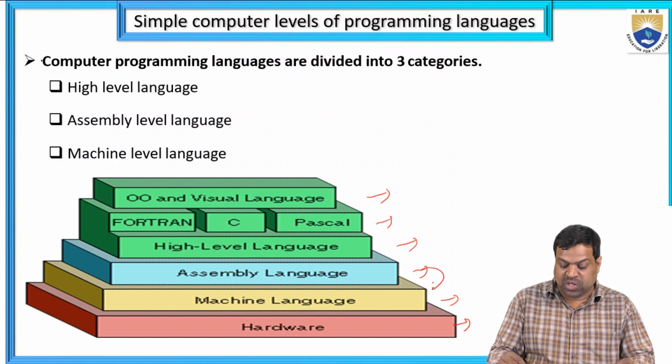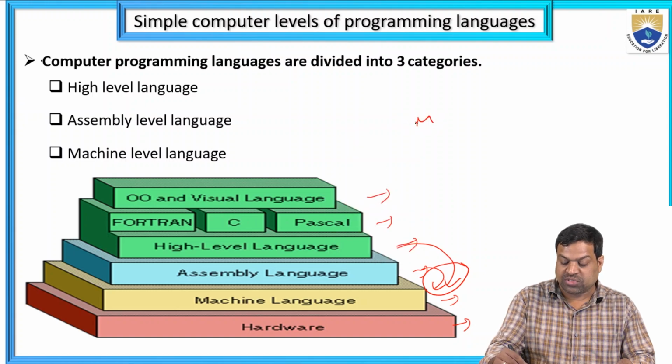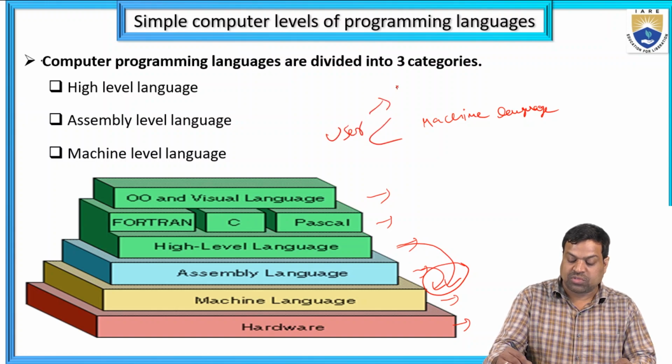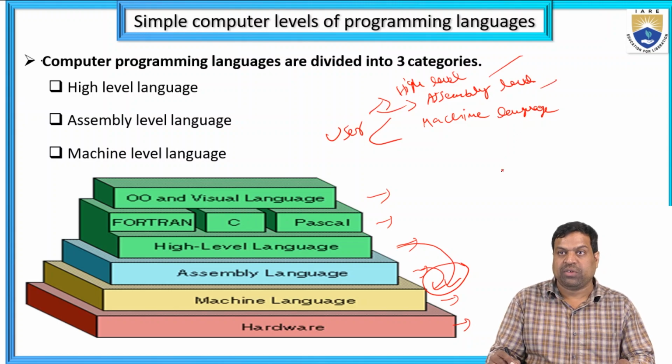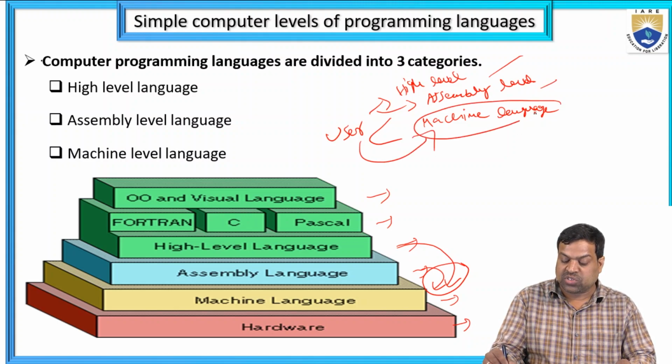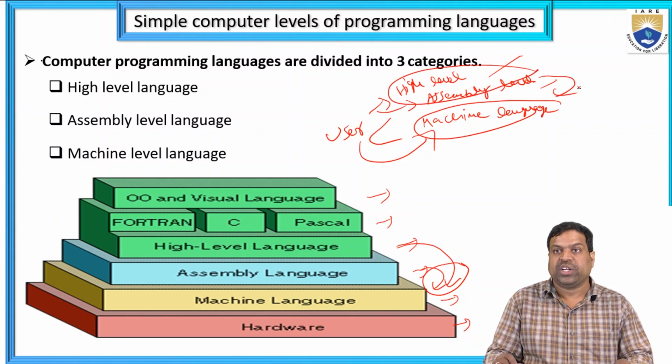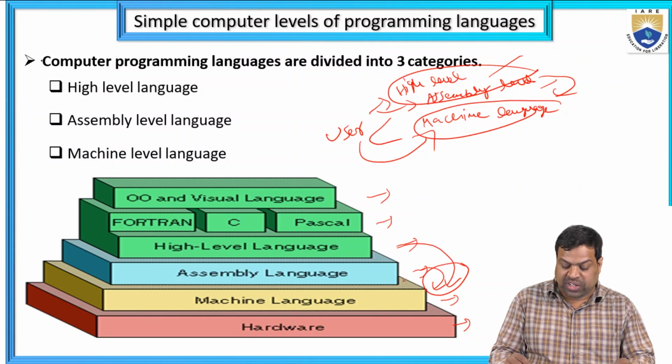Assembly language is converted to machine language. High level language is also converted to machine language, because the computer can understand only machine language. Whichever language you use, high level or assembly, we have to convert it to the machine level. So high level and assembly levels are converted to machine level language, which works on the computer hardware.